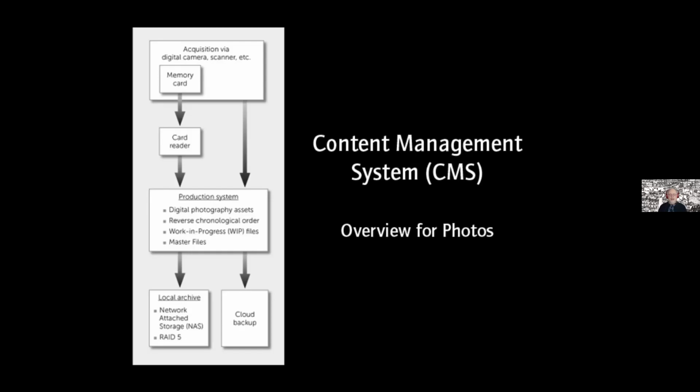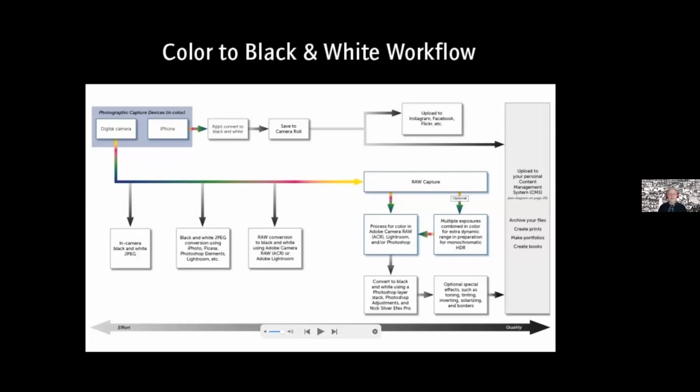So here's a skeletal diagram of what a content management system, a CMS for photography, might look like. This is more or less what ours looks like. And you need to have something like this. And here's a diagram of a color to black and white workflow. Now, the part of this that's really significant is the raw capture part toward the right of the diagram, which shows how you might go about combining multiple exposures into a single black and white image.